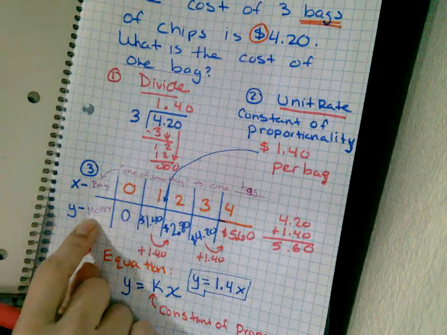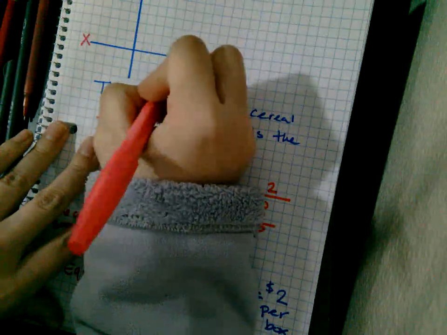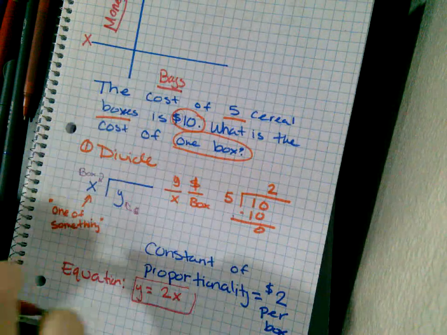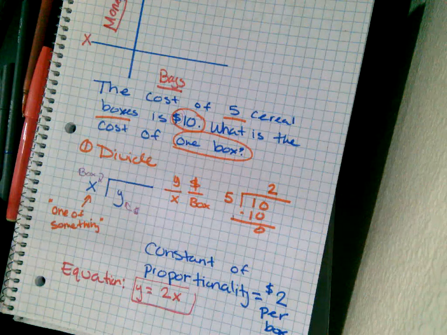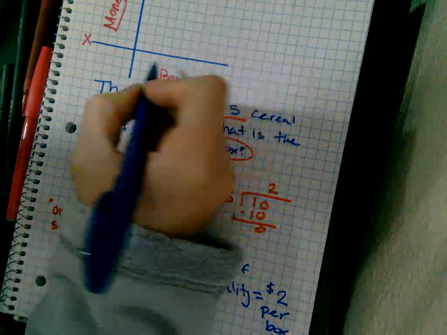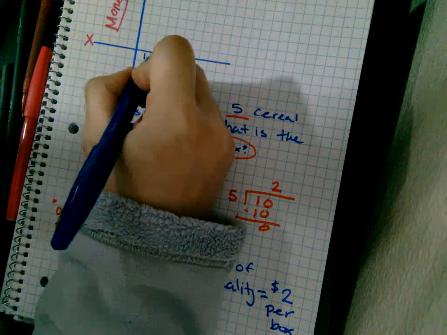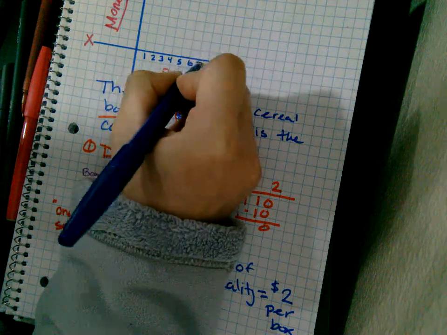X, the bags. Y, the money. So let's label that. Bags, money. The whole point is for you to copy this down. Just figure out where, label it, so when you take a picture, I know it's the graph for the bags. All right. On your X, always count by 1. 1, 2, 3, 4, 5, 6, 7, 8.